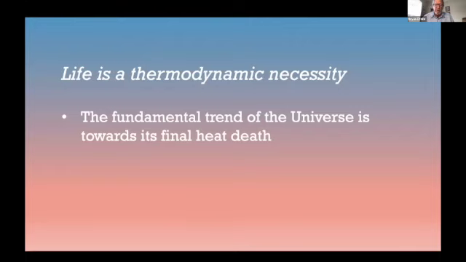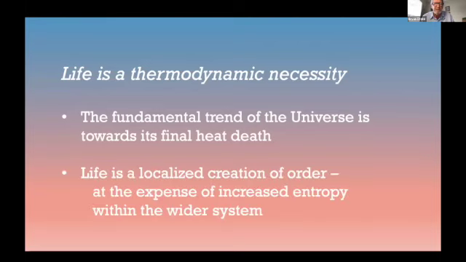Now, if this is going on in this cauldron of complex carbon-based chemistry that has eventually produced cellular life, it's ridiculous to think that viruses and viroids and prions produce the same identical chemicals, but in isolation. They all must have come out of the same cooking pot. So there's that common origin. Life is a localized creation of order at the expense of increased entropy in the wider system.